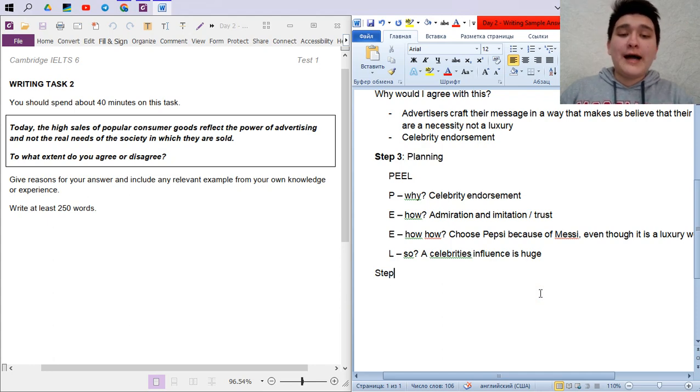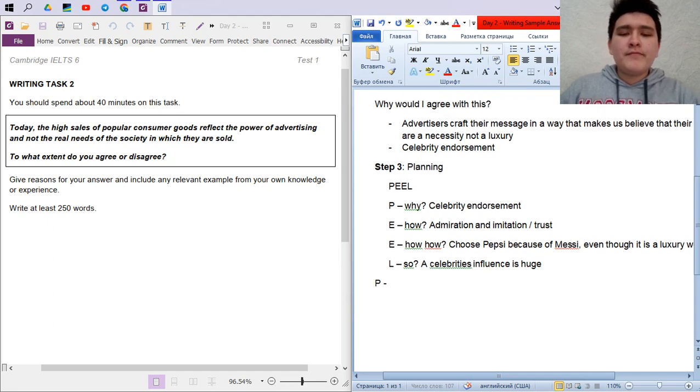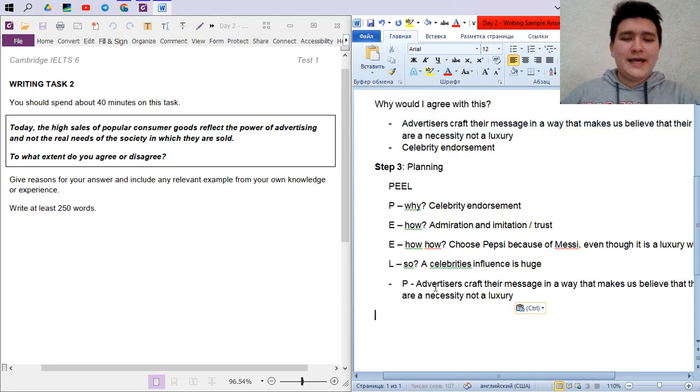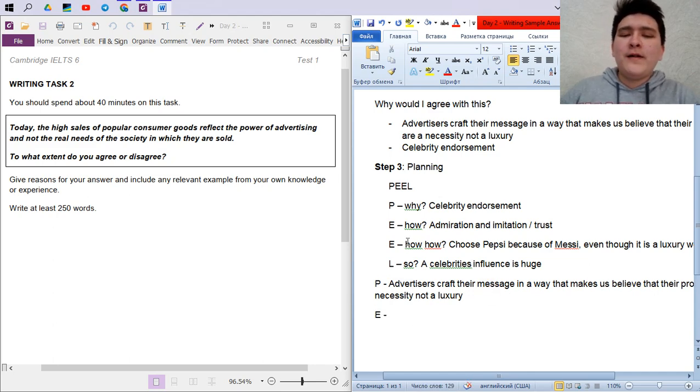Now, it's actually not step 4, it's the next body paragraph, right? So what I would write in this one is the first idea that we've come up with. Why would I agree with this? Well, because advertisers craft their message in a way that makes us believe that their products are a necessity, not a luxury. Here, guys, I want to start with an example, not an evidence or an explanation, because this way I kind of spice things up. The structure of my answer is a little different. There's that variety which IELTS is asking for.